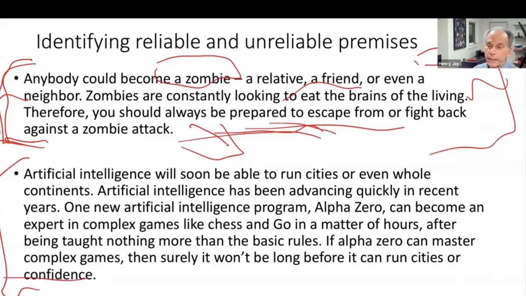So the claim here, is it at the beginning or the end of the argument? The beginning. Yes, right. So the claim is artificial intelligence will soon be able to run cities and whole continents. Okay, that's the claim. Here are the premises. Well, artificial intelligence has been advancing quickly in recent years.